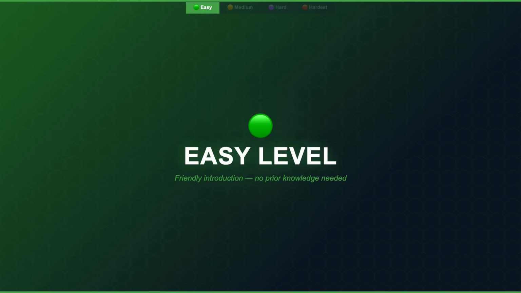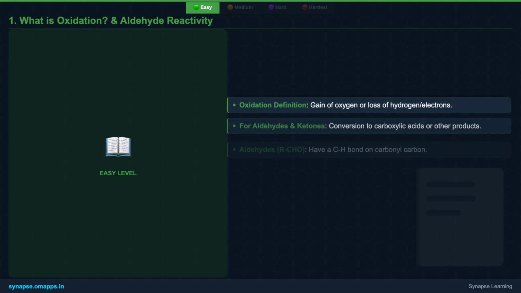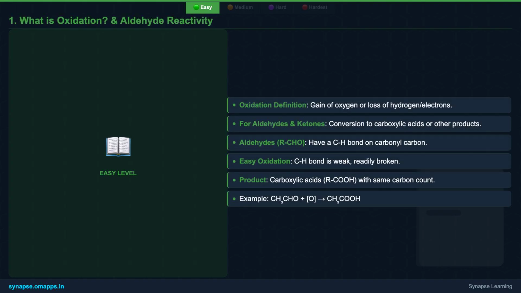Ready to discover how seemingly simple organic compounds can undergo profound transformations? Let's begin our easy exploration of oxidation. Oxidation in organic chemistry is all about changing the composition of a molecule, usually by adding oxygen or removing hydrogen. For aldehydes and ketones, this means converting them into other functional groups. Think of it as chemically upgrading them.